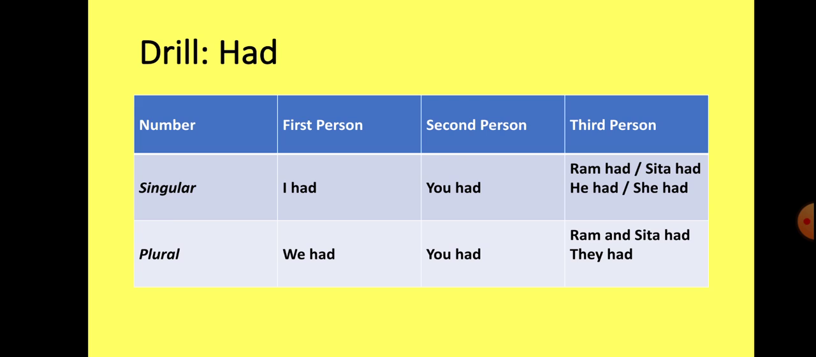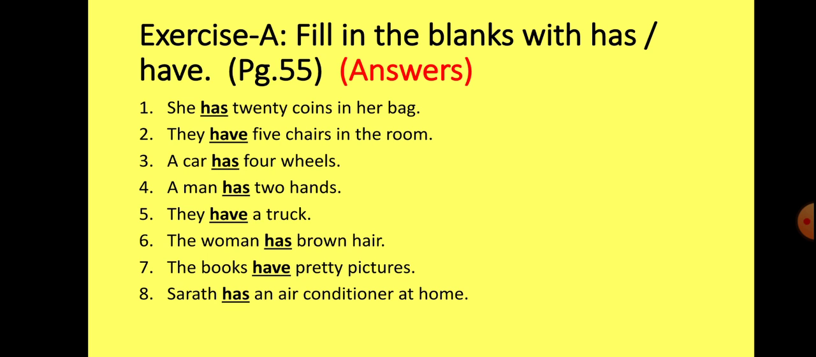Okay, now let's move on to the exercises. This is exercise A and I have already written the answers for you. You can copy this in your book and learn it well. What you need to do is first check the subject. Subject is what? The first thing that comes in the sentence. We talk about something or some person, that is called the subject. So what are we talking about in the first sentence? She has 20 coins in her bag.